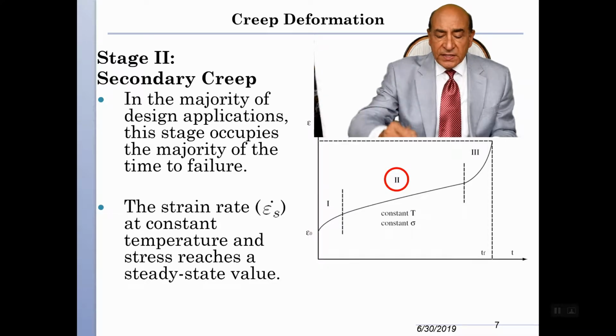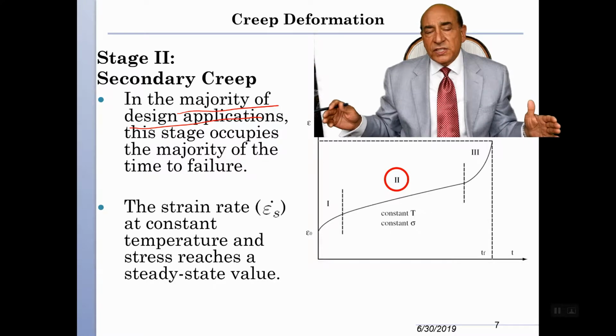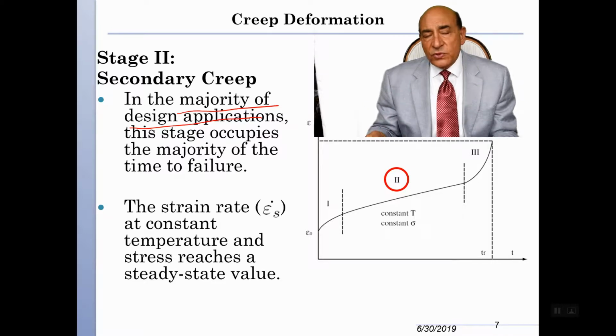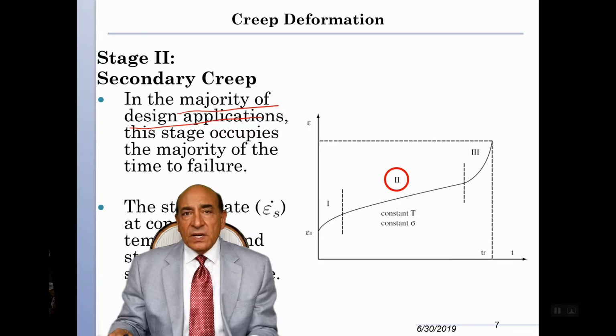Now in the secondary creep, this is where the majority of design applications take place, and in general that time can occupy 90 to 95% of the entire duration of the plastic deformation due to creep. And therefore, for most practical purposes, especially for power plant applications where we're talking about 20 to 30 years, we design generally for stage 2, where it's easy.